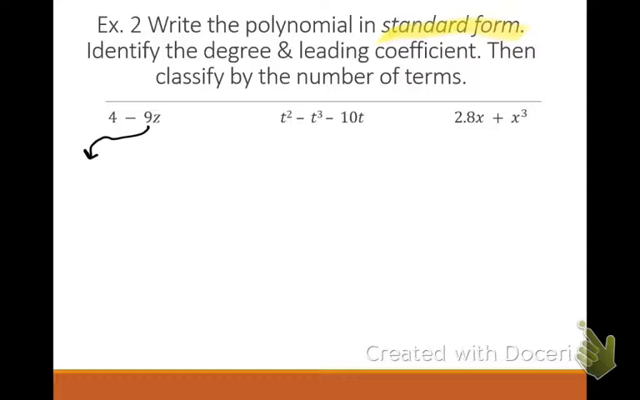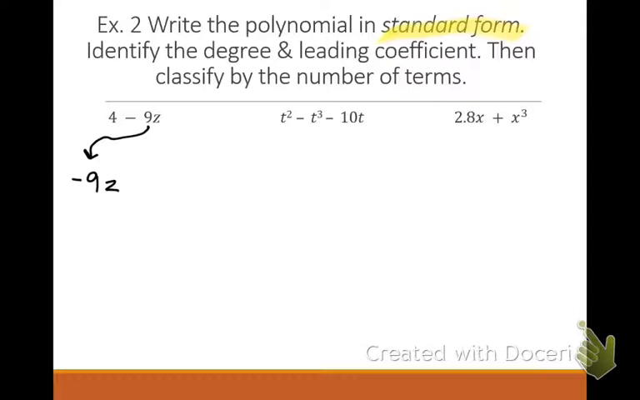The sign in front of the term must follow the term. So does everybody see the subtraction sign in front of the 9? That also means that 9z is negative because you're taking it away. Okay? So the sign in front of the term must follow it. That's why it's negative 9z.